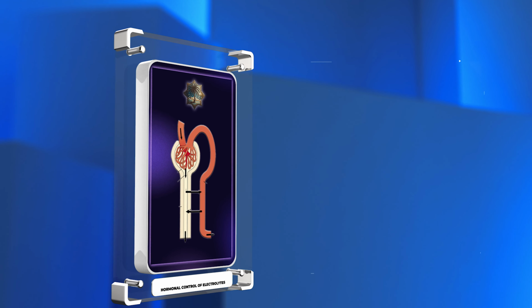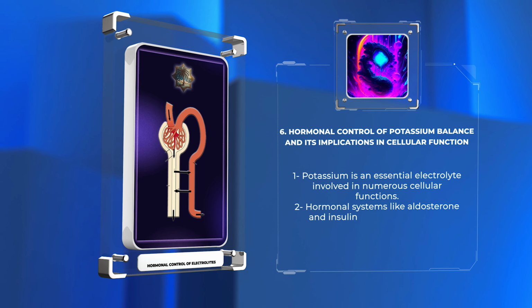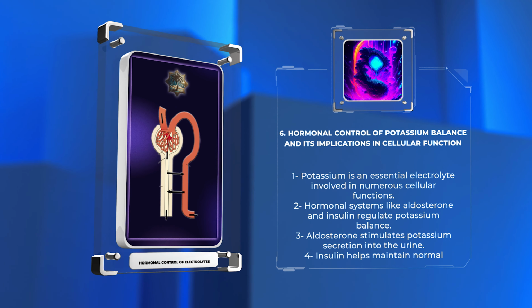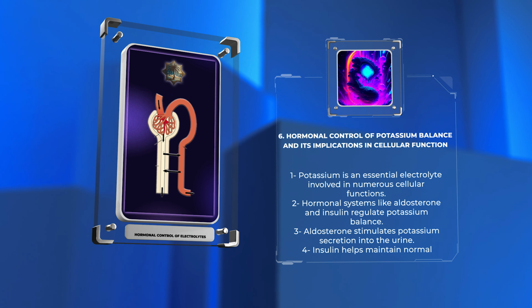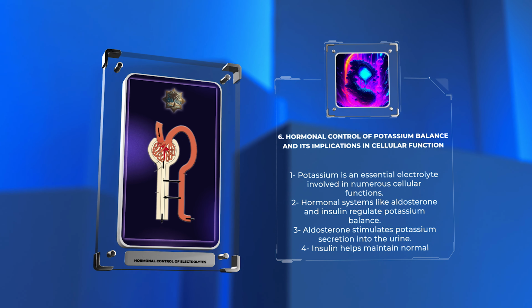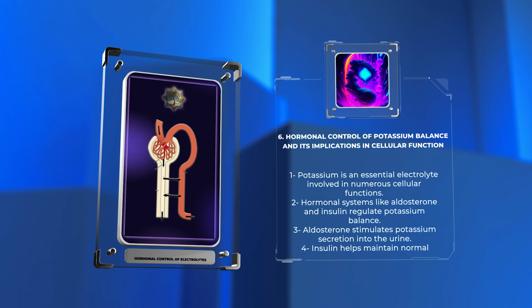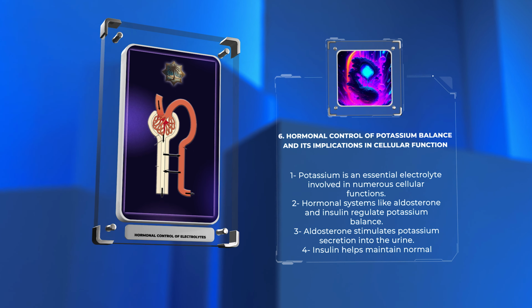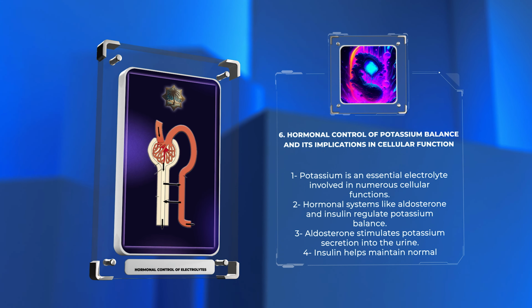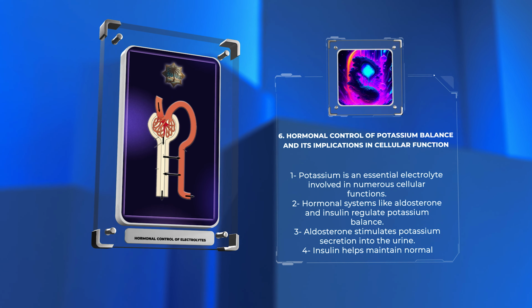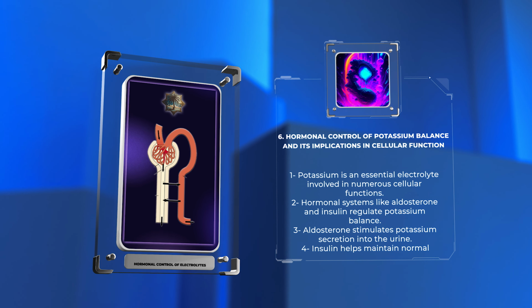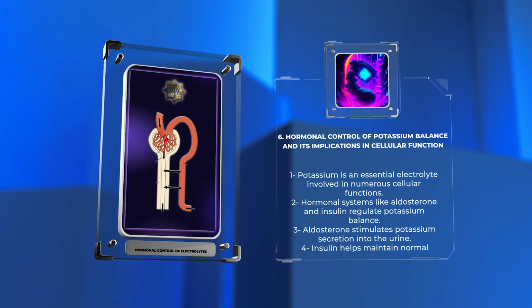Potassium is an essential electrolyte involved in numerous cellular functions, including the resting membrane potential, action potential generation, and intracellular pH regulation. Hormonal systems, such as aldosterone and insulin, closely regulate potassium balance. Aldosterone acts on the principal cells of the collecting ducts in the kidneys, stimulating potassium secretion into the urine. Insulin, on the other hand, drives potassium into cells, helping to maintain normal extracellular levels.